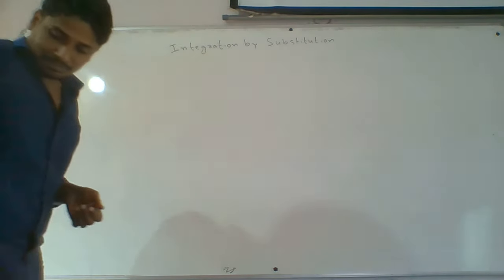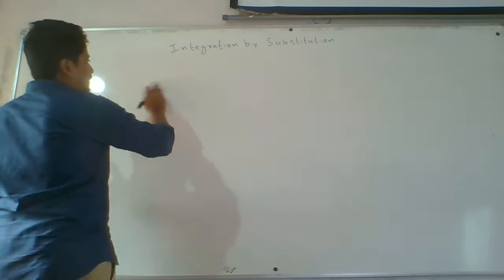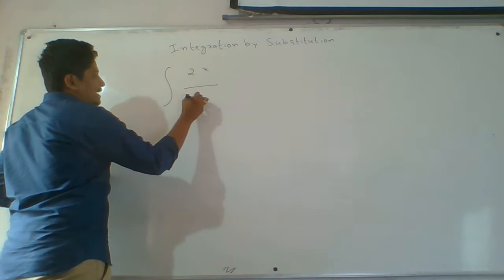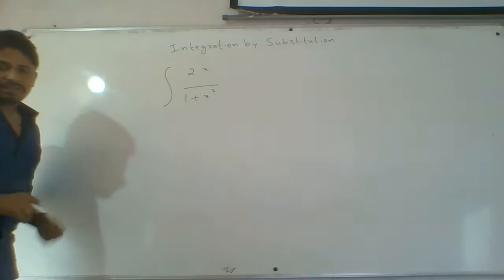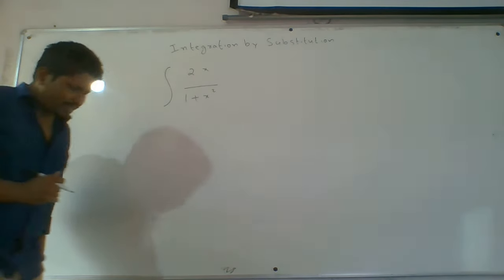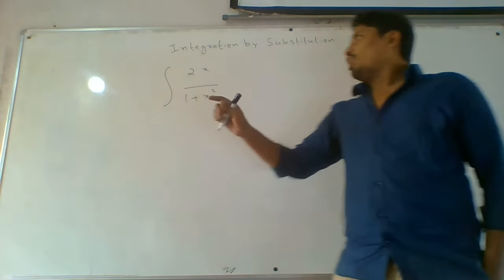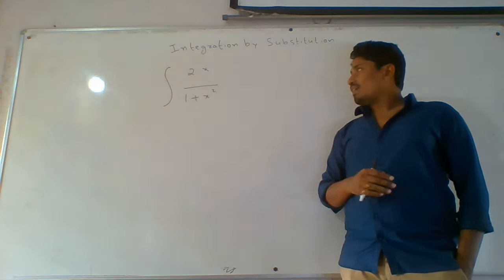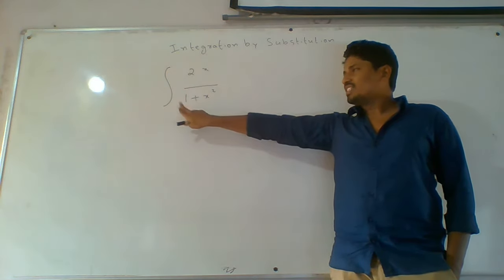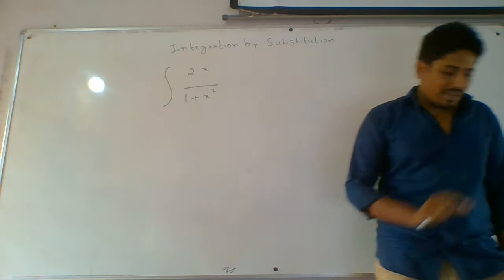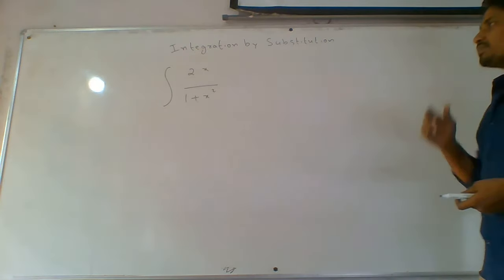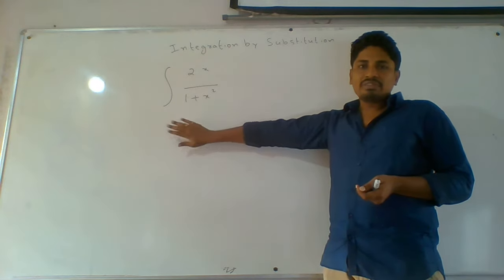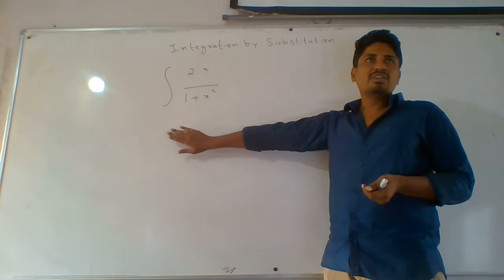See the question here, Exercise 7.2, first question. Observe carefully: integral of 2x by 1 plus x square. Actually, there is no formula for this kind of function. Yesterday, among the 16 formulas in total, none is useful for solving this. Before going to this concept, you should be thorough with derivatives. Here, we require the formulas of derivatives also.